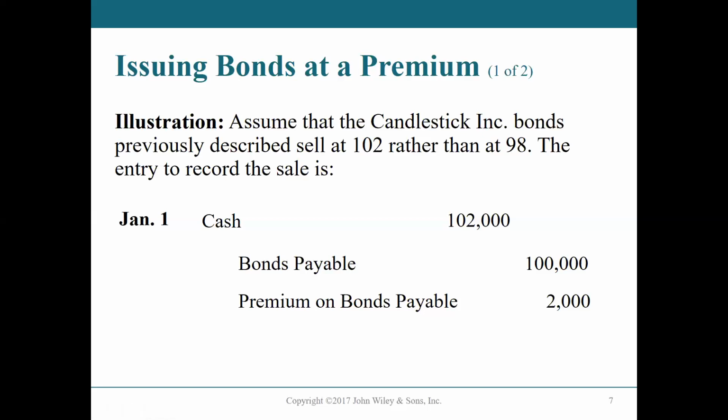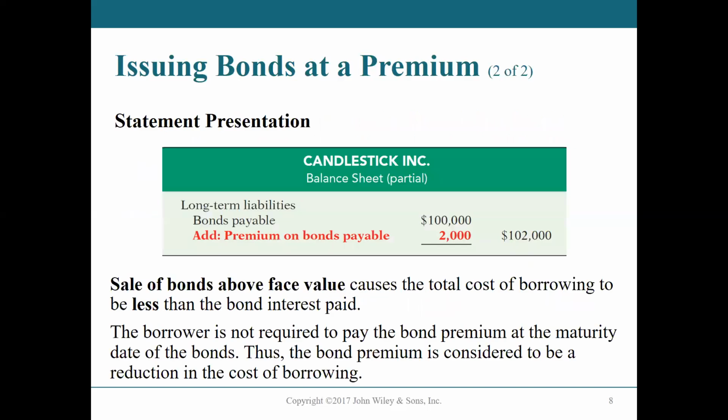And again, people don't do that just because they want to. They're doing it because the market interest rates have fluctuated, and that's the going price for bonds now that are paying that face rate. So this is what it would look like on the balance sheet: bonds payable, and then we add the premium. So we only amortize the premium or the discount.